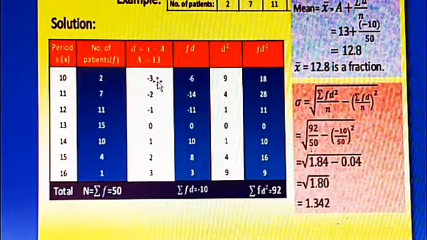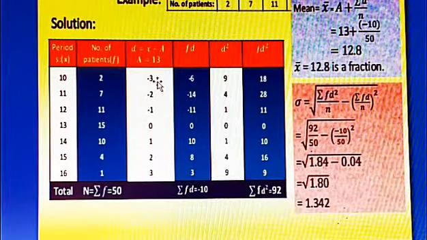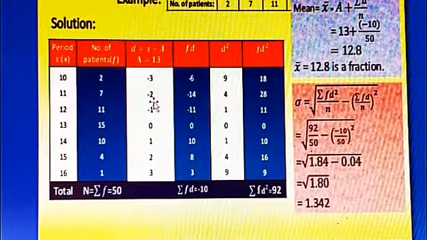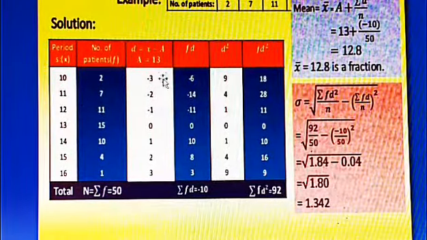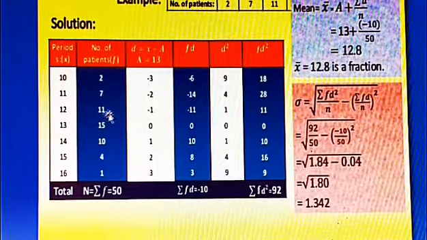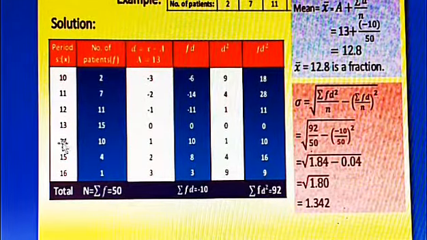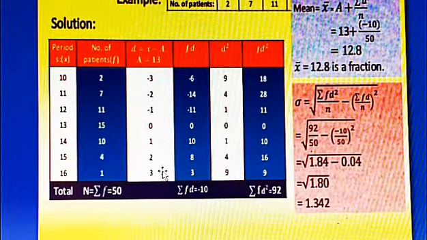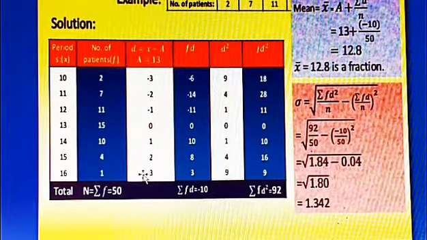10 minus 13 is negative 3. You can check the answer. 11 minus 13 will give you negative 2. 12 minus 13 will give you negative 1. 13 minus 13 will give you 0. 14 minus 13 will give you 1. 15 minus 13 will give you 2. 16 minus 13 will give you 3.